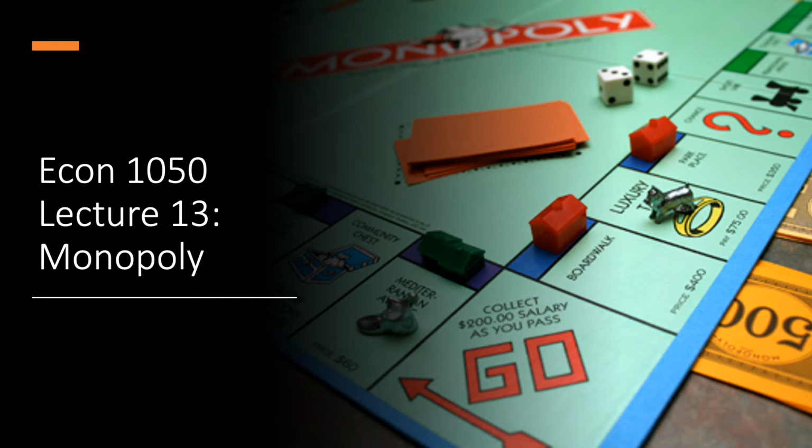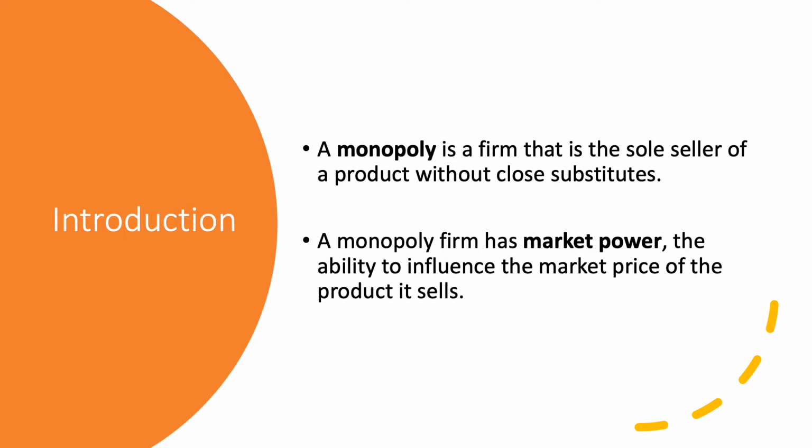Lecture 13, Monopoly. Moving on from our perfectly competitive market, we go on to the other extreme. In a perfectly competitive structure, we had many buyers and sellers producing exactly the same product. In a monopoly, a seller produces a product without any close substitutes. So by that definition, we know that products sold by monopolists tend to be very inelastic.